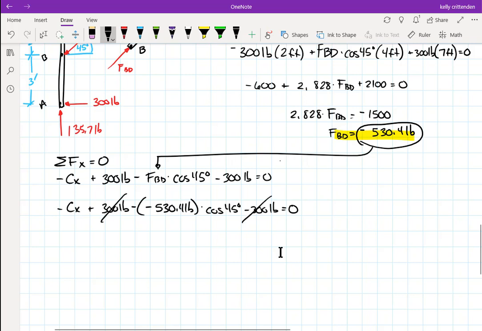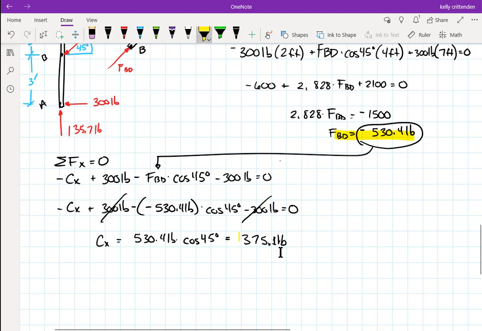So it says that CX equals, by the time I get all the signs oriented, it comes out positive, 530.4 pounds times cosine 45 degrees. So the CX arrows are the right way, and it should be 375.1 pounds. That's one.